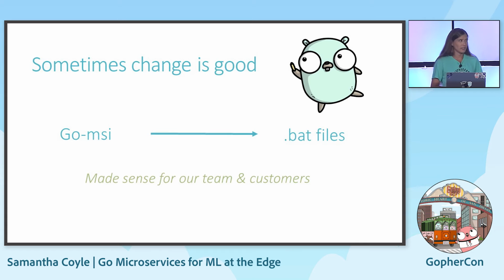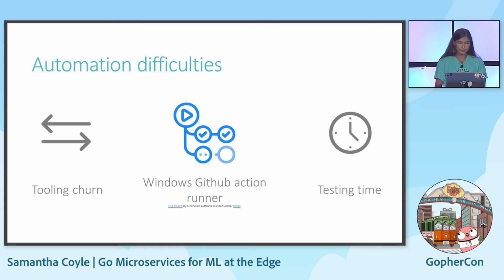Sometimes change is good, y'all. We started with the Go MSI package, and then we wanted to switch to a different approach using .bat files. This made sense for our team and our customers, those bench scientists, right? We didn't want a complicated deployment process. We wanted it to be as simple and harmonious as possible. So the switch was good for everyone.